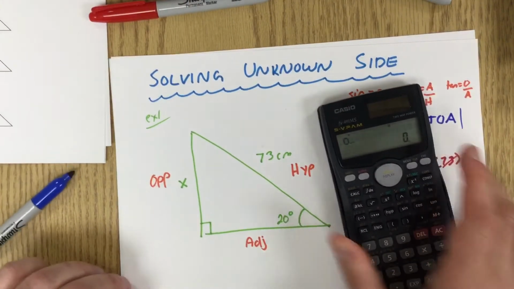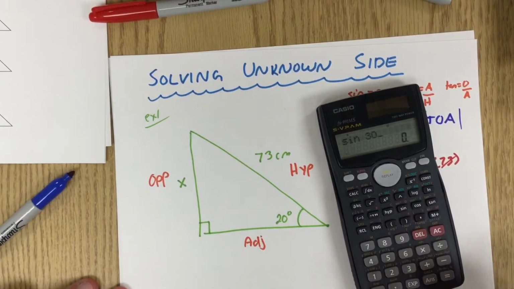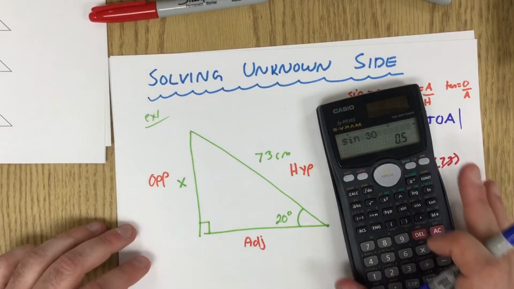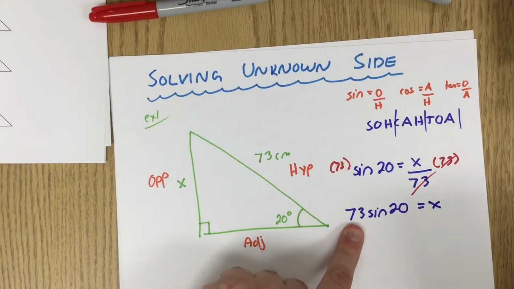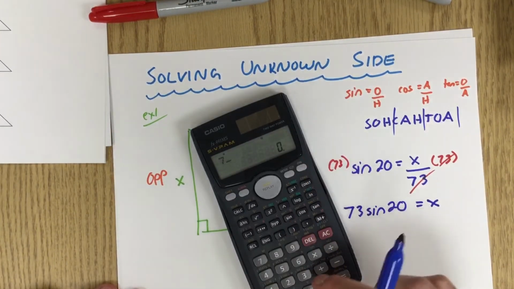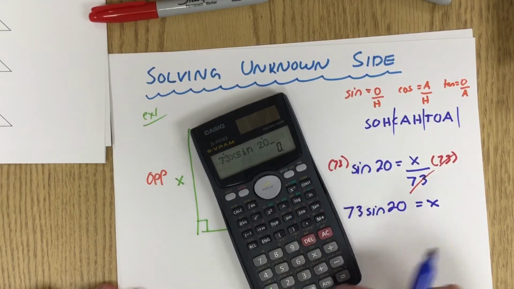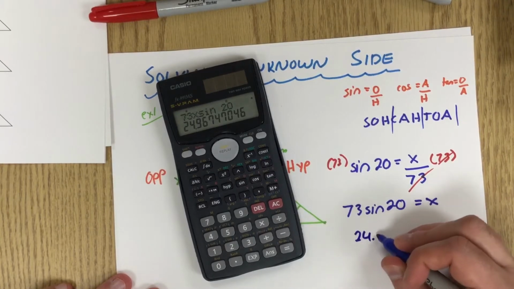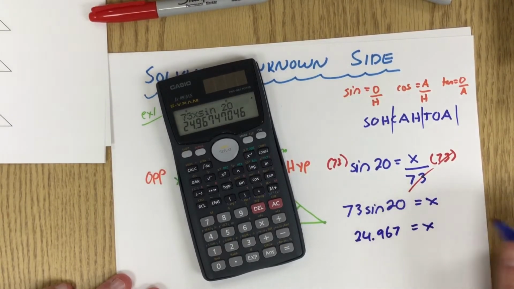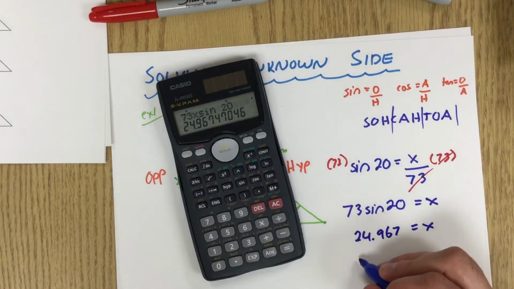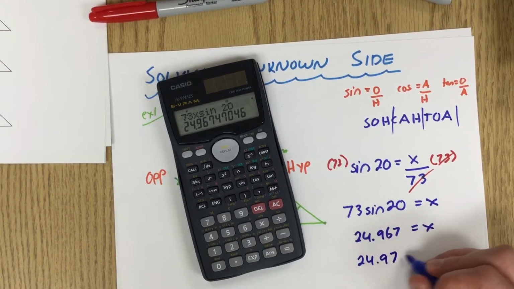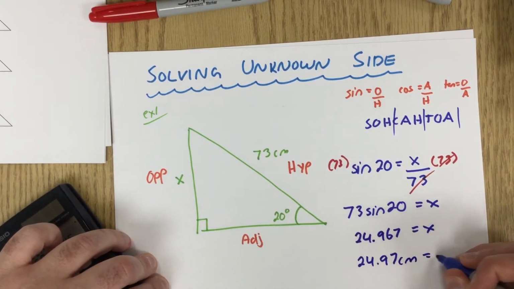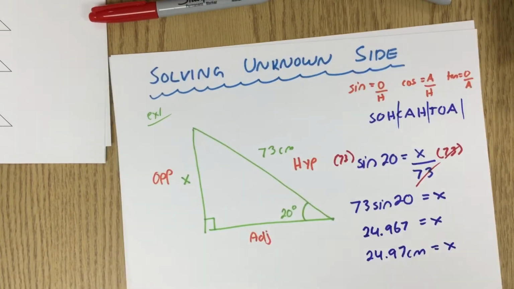Before we put it in the calculator, we're going to do a little test. We're going to see what the sine of 30 is, and make sure that the sine of 30 is in fact 0.5. That means our calculator is in degrees, as it should be. So it's 73 times the sine of 20, which is 24.967, which is going to be 24.97. And that's in centimeters, so x is also going to be in centimeters.